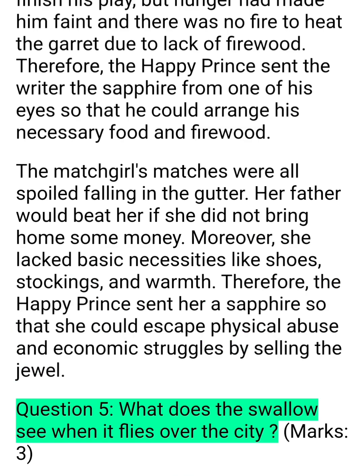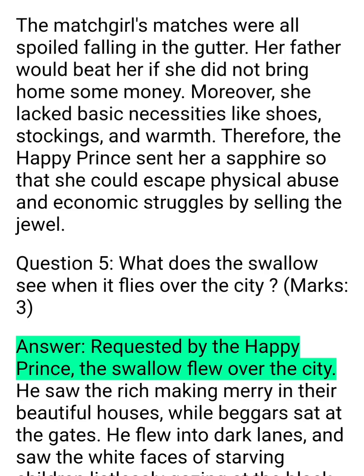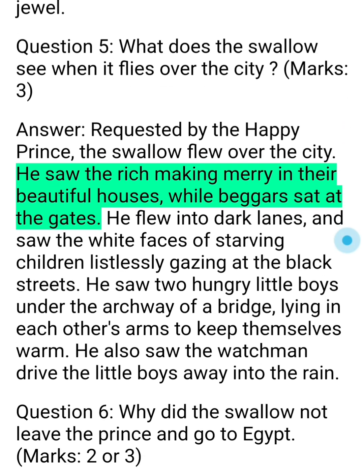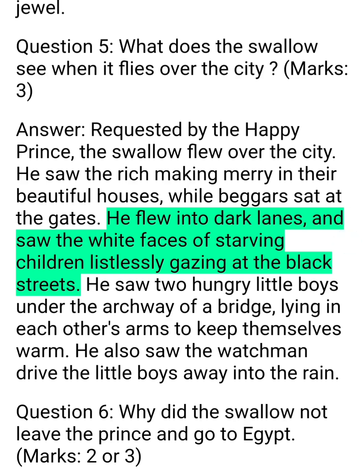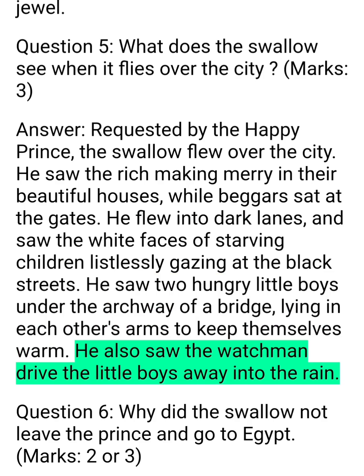Question 5. What does the swallow see when it flies over the city? Marks 3. Requested by the Happy Prince, the swallow flew over the city. He saw the rich making merry in their beautiful houses, while beggars sat at the gates. He flew into dark lanes, and saw the white faces of starving children listlessly gazing at the black streets. He saw 2 hungry little boys under the archway of a bridge, lying in each other's arms to keep themselves warm. He also saw the watchman drive the little boys away into the rain.